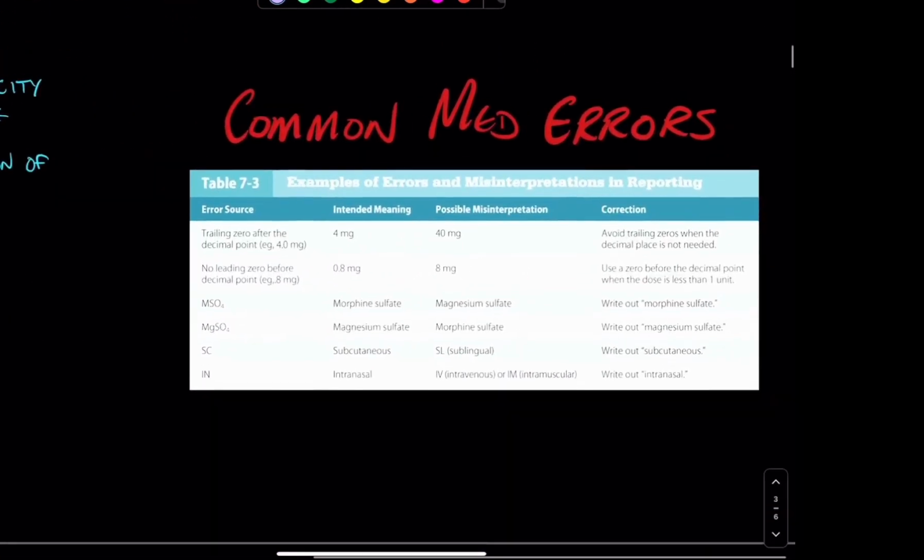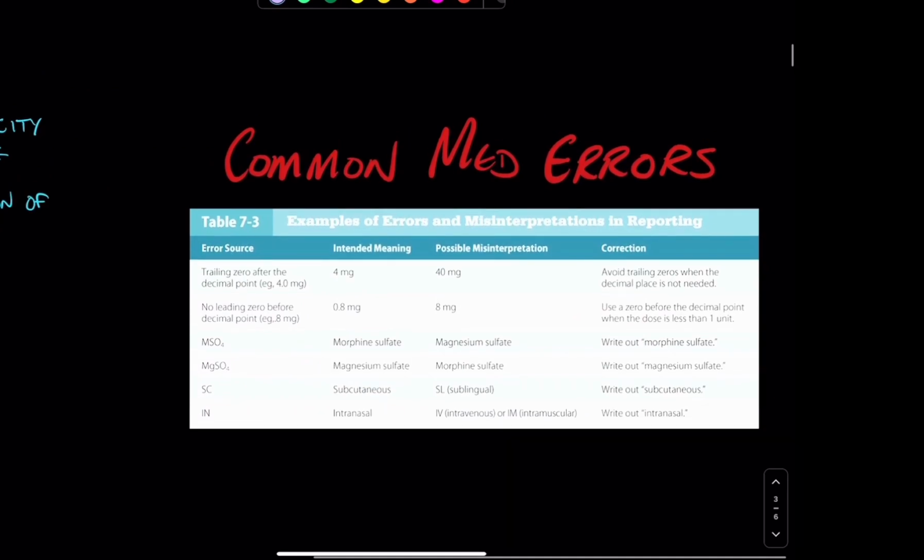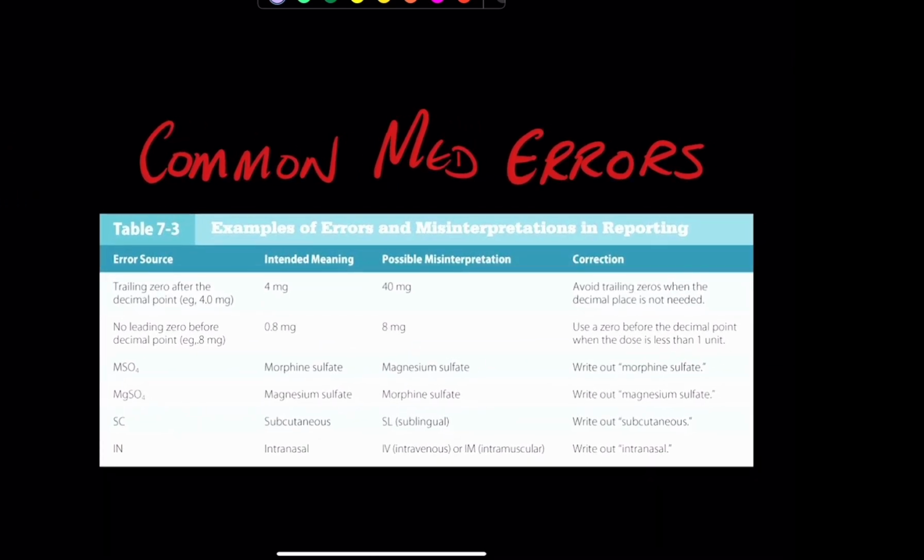In your textbook, there's a table. It's table 7.3, and it goes over some of the common med errors that we would see in the hospital setting. Some of the big ones, they have each one listed out. I'm not going to spend too much time on this because you can go through it at your own leisure. But these medication names you usually won't see.